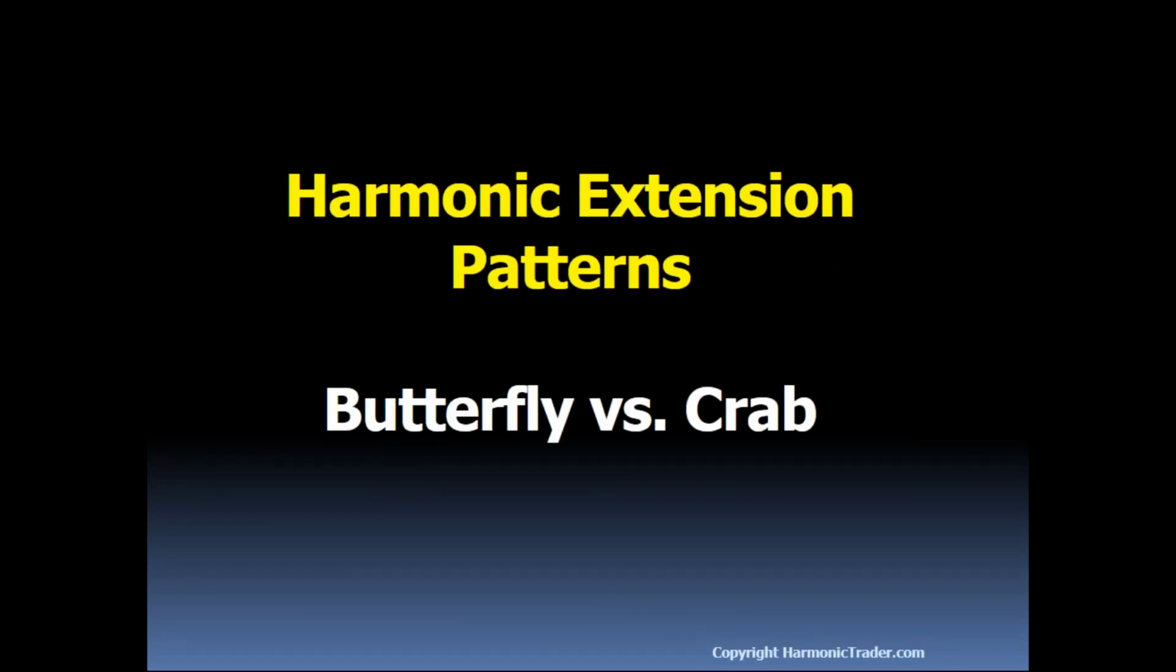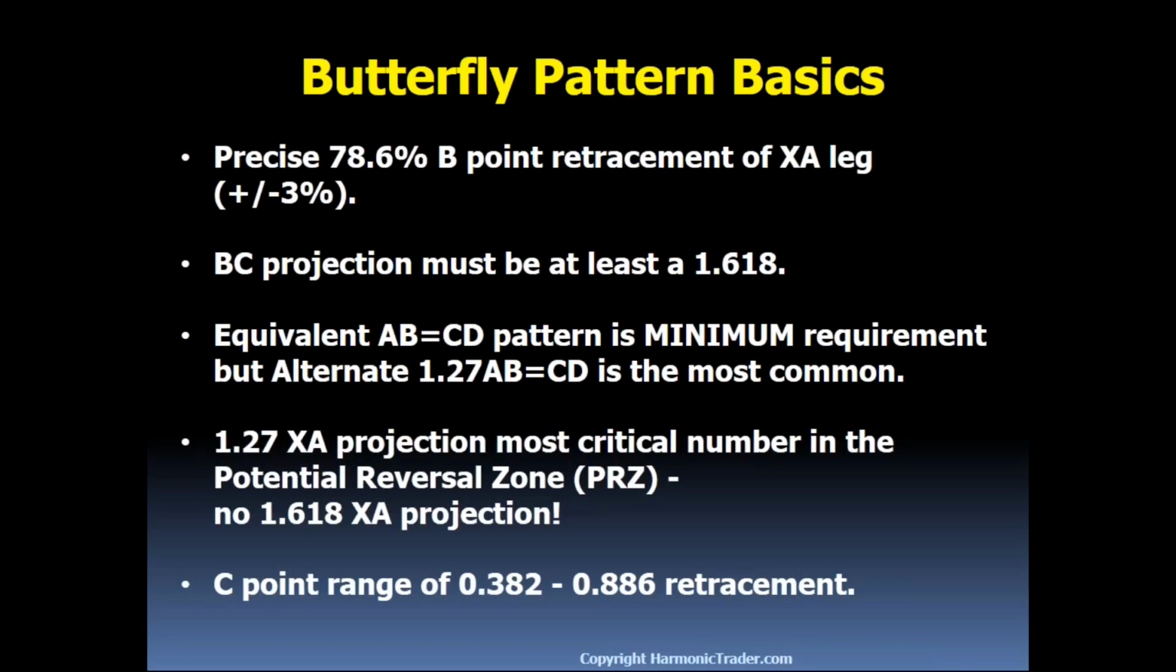So let's look at now harmonic extension patterns. We typically look at butterfly versus crab structures. Now the butterfly, it's like the Gartley. The butterfly has a very strict B point, but in this case it's at a 786. We still use the plus minus 3% tolerance limit. But in this case, the butterfly, even though it's tight, its BC projection must be at a 1.618.